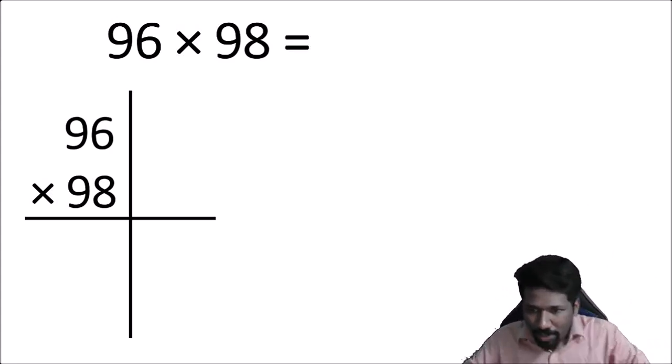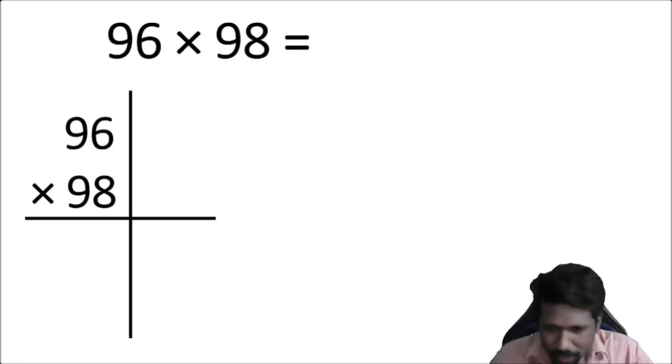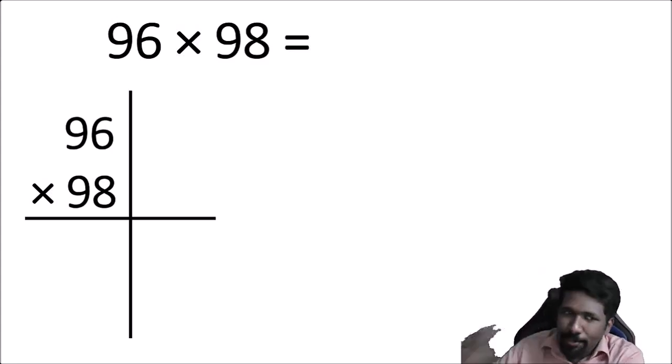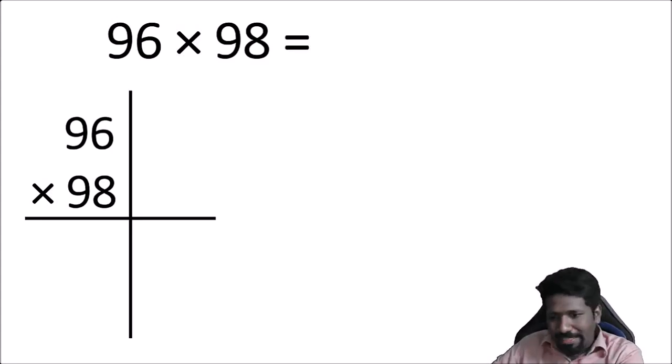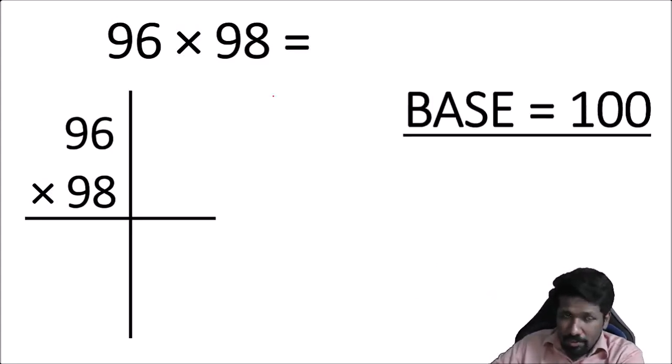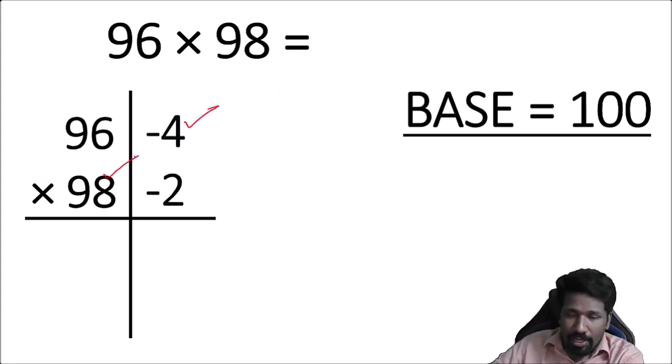Okay, Raghavi got an answer, Navya got an answer, Lisa got an answer. So here there is a small problem. I'll tell you. The base is the same. 100 itself is the base because both are near to 100. So 96 minus 100, you have to do minus 4. 98 minus 100, that is minus 2.